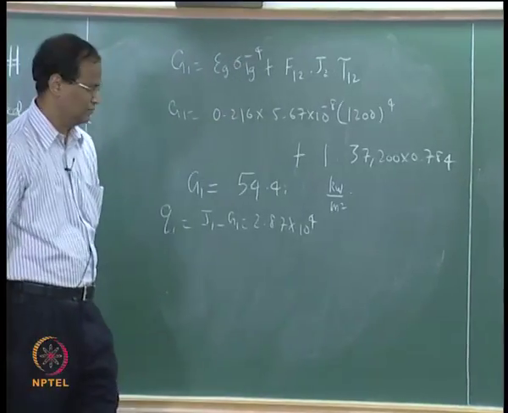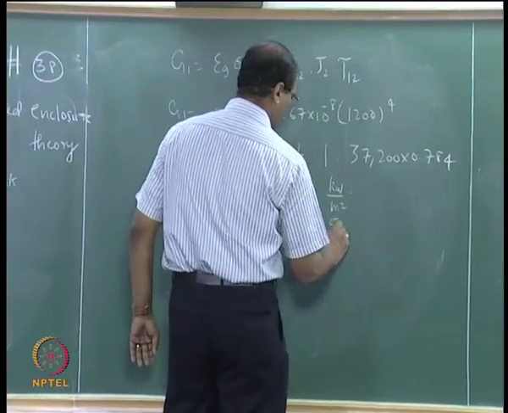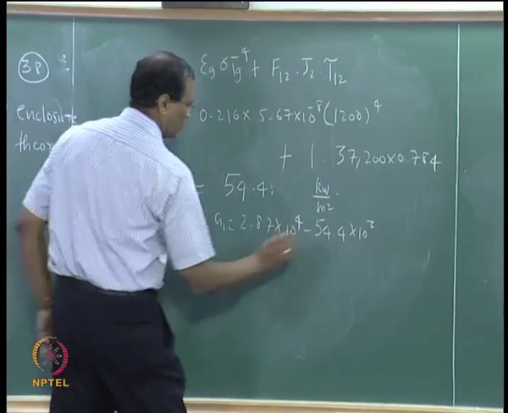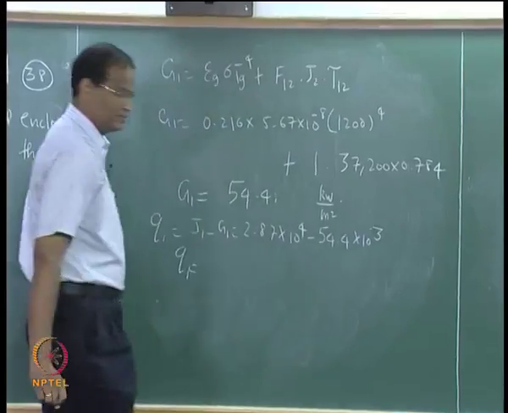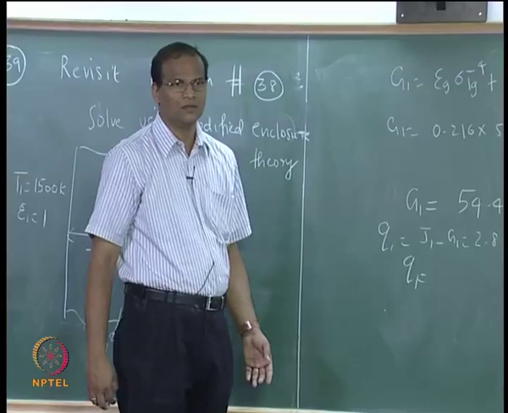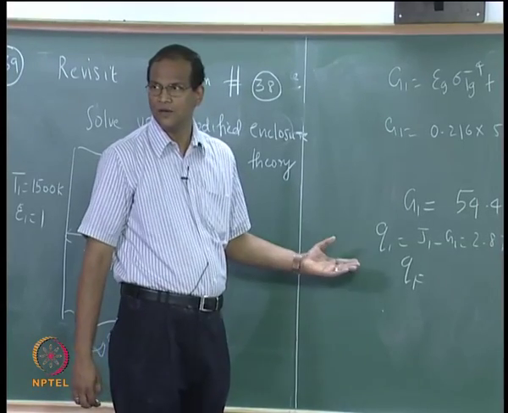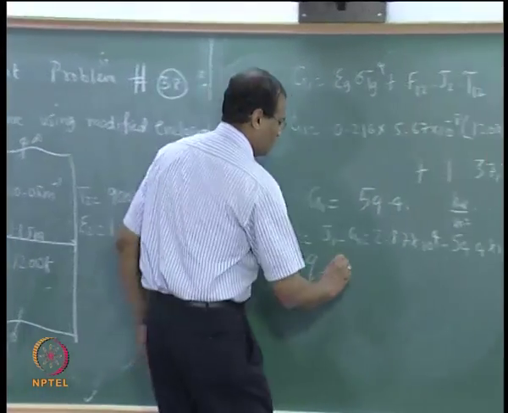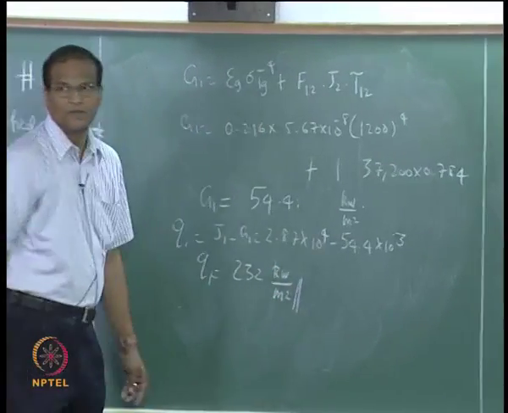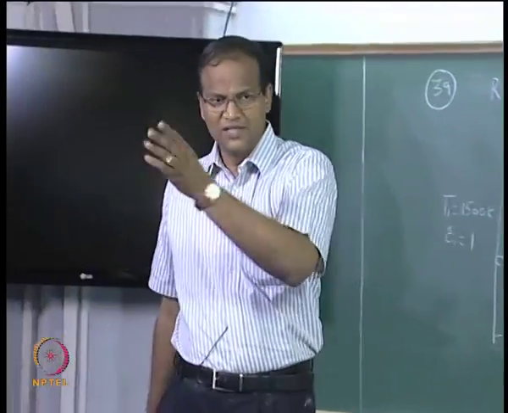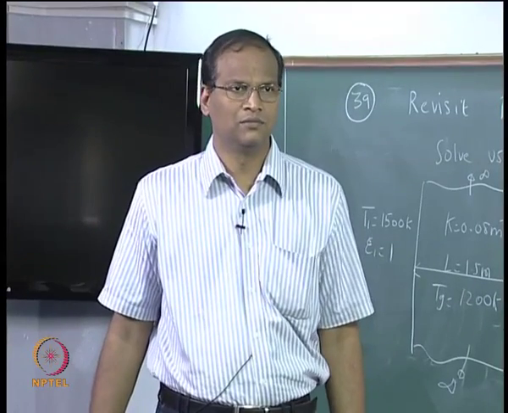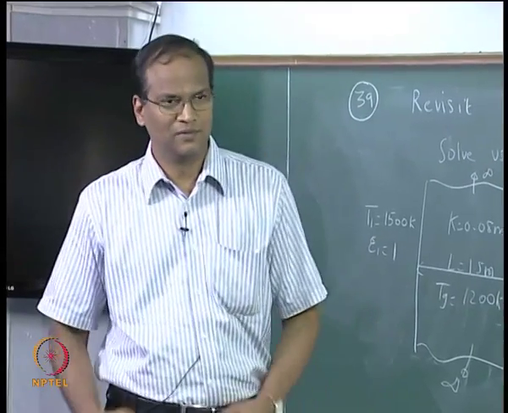Is that correct? How much is this? You should get the same answer as what you got yesterday. 232 kilowatt per meter square. Did you get the same thing yesterday? Correct? Please revisit problem 38. Umesh, what did you get yesterday? Okay, 2 kilowatt is okay.